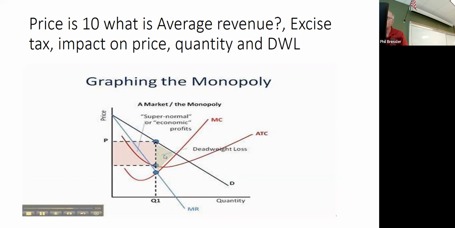Peter, first of all, if the price is 10, what is average revenue? I don't know how to do that. Okay. All right, Peter, demand is dark. So demand equals average revenue equals price. So if the price is 10, the average revenue is 10. Yeah. Okay? Does that make sense to you now?